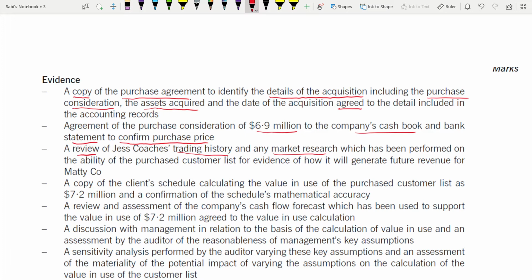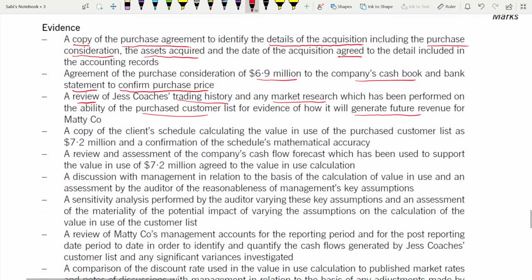of how it will generate. So you are performing a market research. Why? To see the ability of the purchased customer list, whether they can generate future revenue or not for the company. Because there is no use if you are taking an intangible asset such as a purchased customer list and you're not having revenue in the future. You have to perform market research to know that.